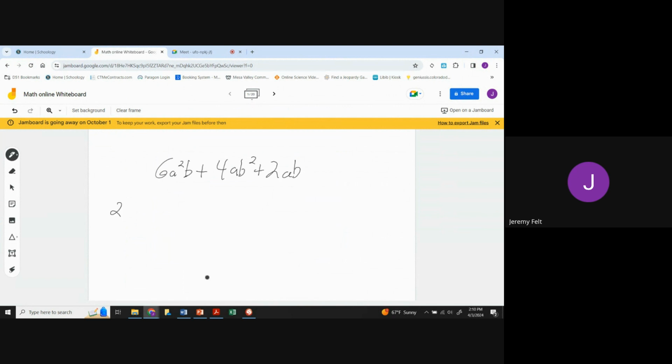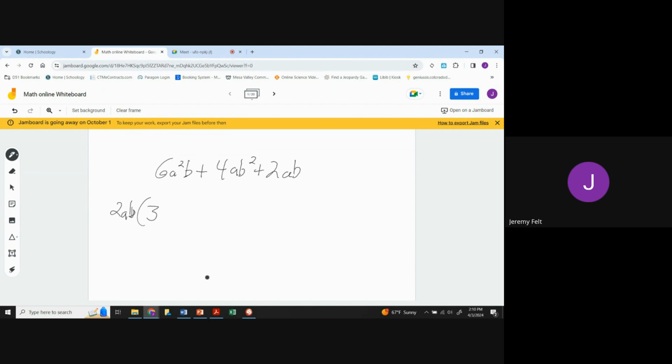Okay. Now let's look at our a's. I have a squared, a, and a. So I can't factor out a squared because these are not a squared, they're just a. But I can factor out one of those, a to the power 1, and then I have b squared, and b. So I can't factor out the b squared, but I can factor out a b from both of those. Now let's rewrite what's left in here. So if I divide 6 by 2, I have 3 left.